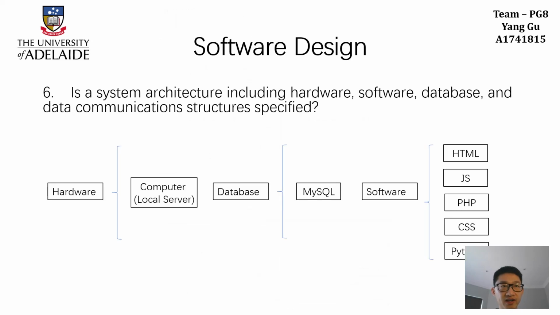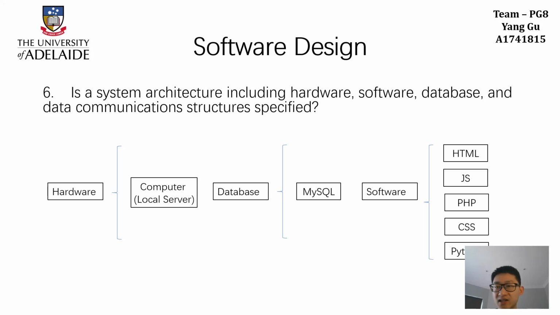The next question is: is a system architecture, including hardware, software, database, and data communication structure, specified? The first is our hardware. We're going to use one laptop computer as our local server, and the database uses MySQL to save the information of the system.